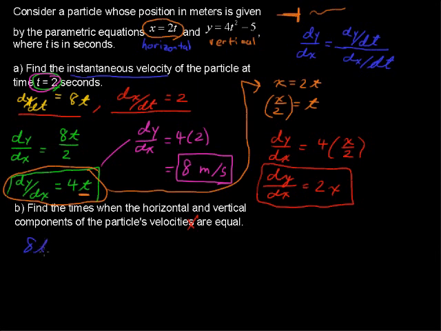We've got 8t, that's the vertical component of the particle's velocity. At what time t does that equal the horizontal? That's dx/dt. There's 2. Solving for t, t equals 1/4 of a second, and it's really just one time, not times. So at 1/4 second, that is when the particle is going just as fast horizontally as it is vertically.